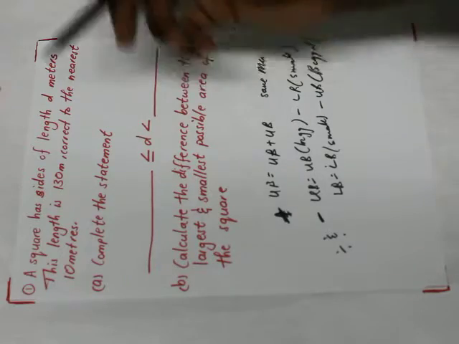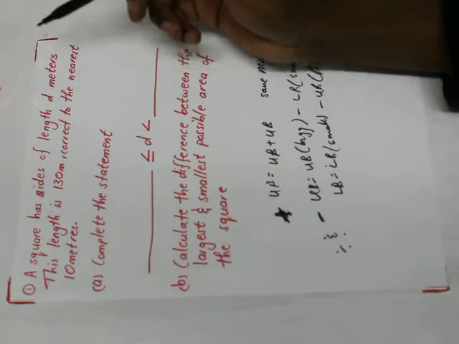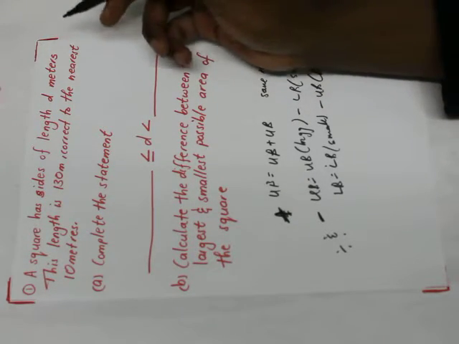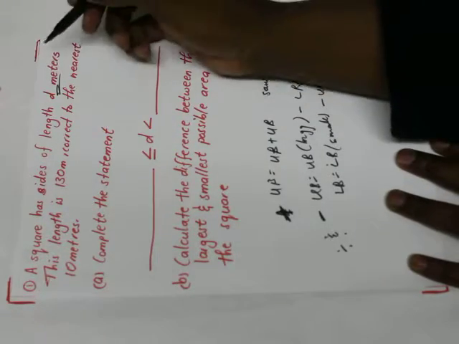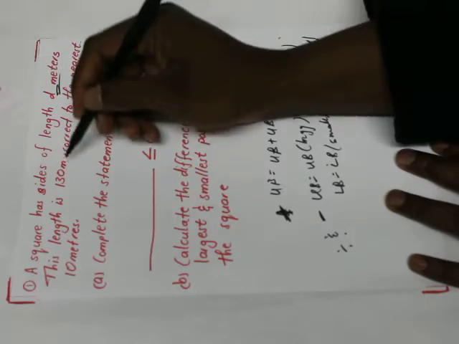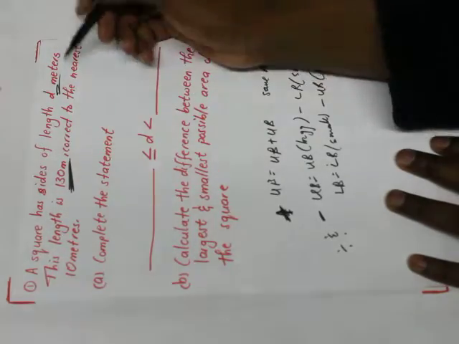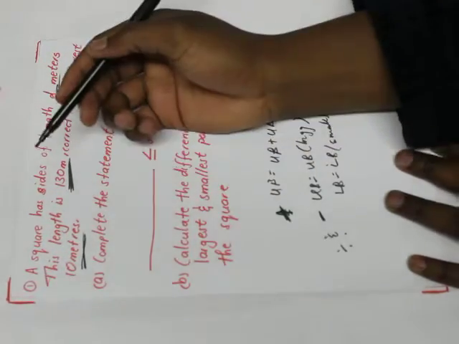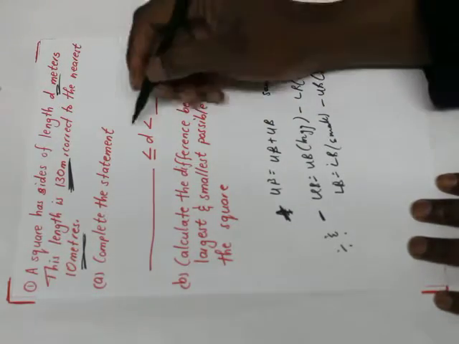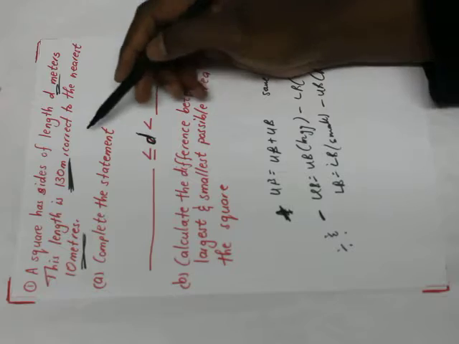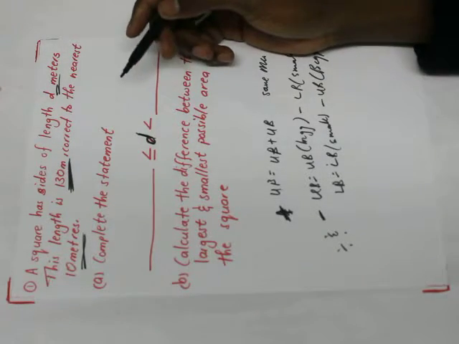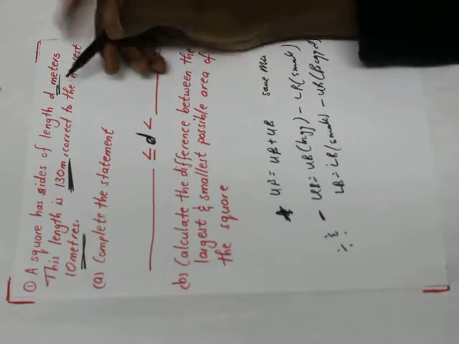And we're just going to quickly look at the textbook question where it says a square has sides of lengths of d meters. This length is 130 meters, correct to the nearest 10 meters. Complete this statement: the range of d meters is corresponding to the limits of accuracy. You should be able to do this quickly.